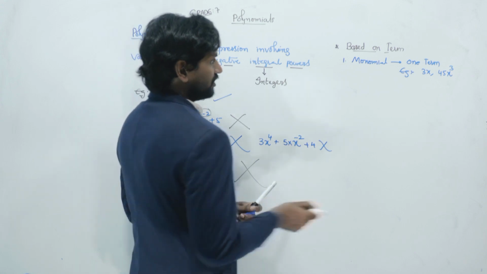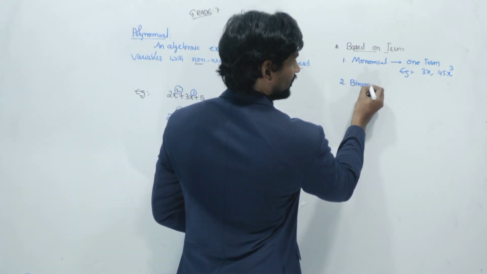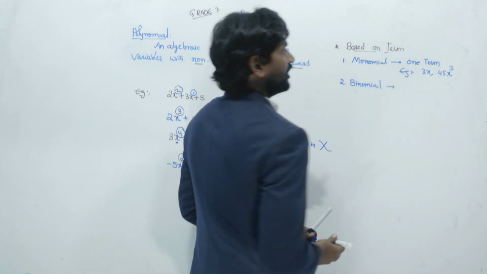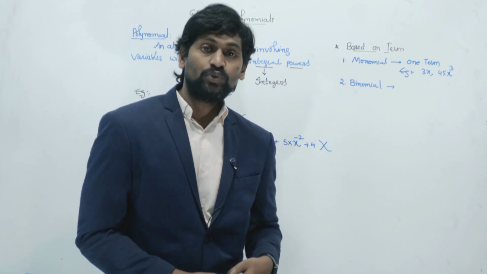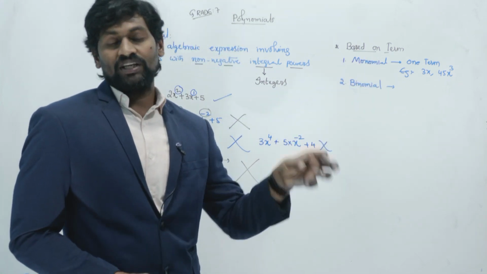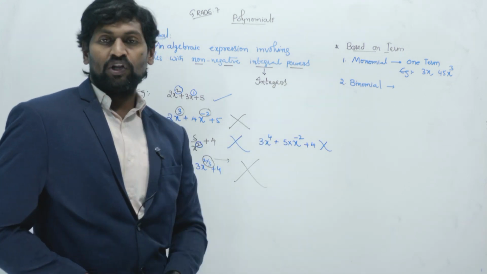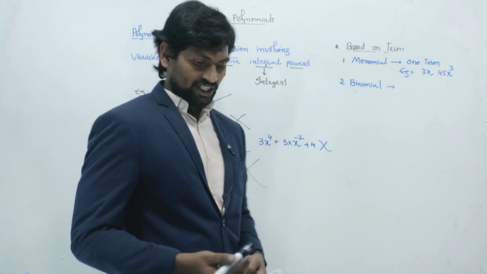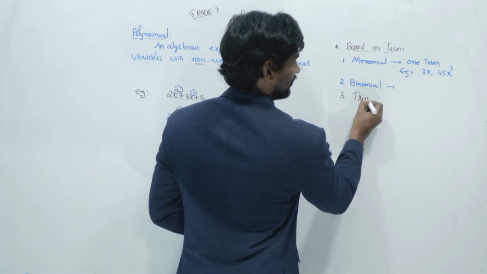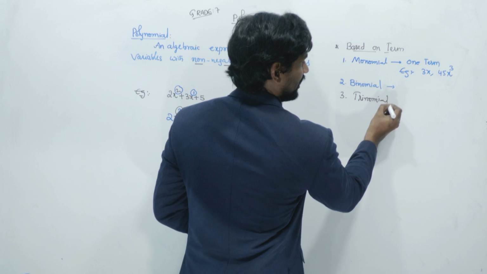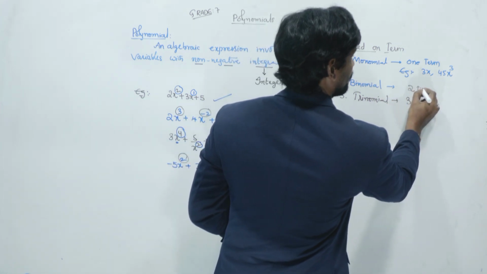About the second one, two terms. An algebraic expression having exactly two terms is called a binomial. A polynomial having two terms is called a binomial. A polynomial having three terms is called a trinomial.